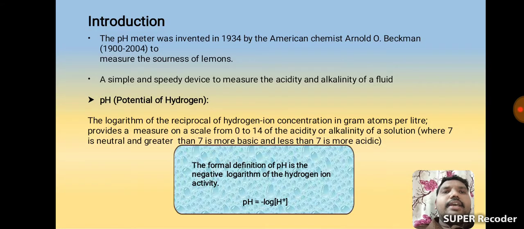Introduction. The pH meter was invented in 1934 by the American chemist Arnold O. Beckman, 1900 to 2004. He proposed it to measure the sourness of lemons. The pH meter was invented by American scientist Arnold O. Beckman for the usage of measuring the sourness of lemons in the year 1934.